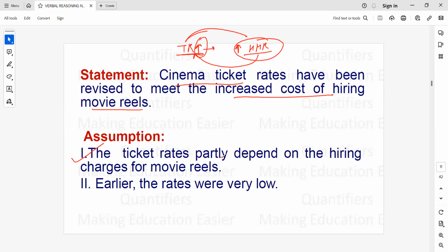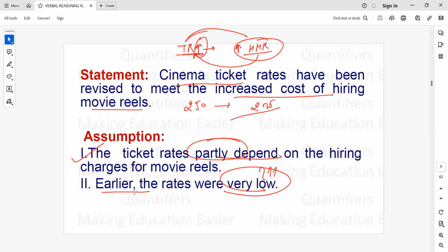That is, the ticket rates partly depend on it, and "partly" is absolutely the correct word, right? So the ticket rates partly depend on the hiring charges for movie reels. Earlier, the rates were very low. This is now a subjectivity. What is very low? How would I know? So that means that earlier the ticket may be, let's say, 250, and now to meet the increased cost of hiring movie reels, they have increased the ticket to 275. But how would we know that the rates were very low? This cannot be commented on. Hence, only assumption 1 is implicit and the answer is option one.